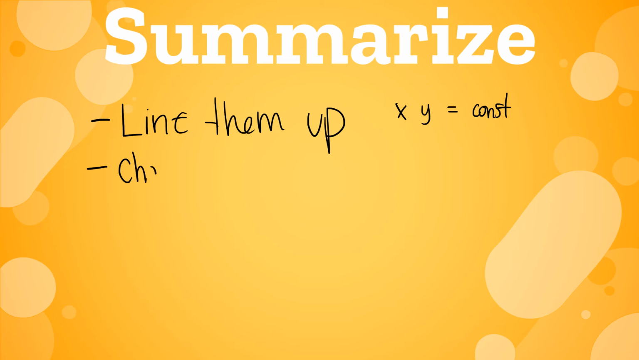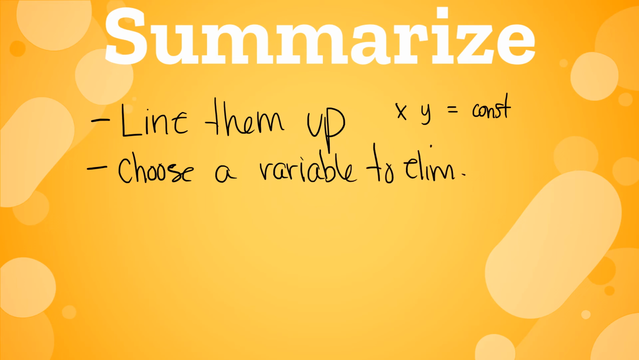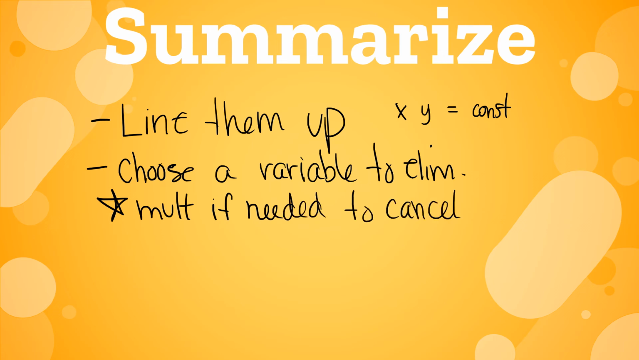Second, we choose a variable to eliminate. So you're going to pick the X or the Y. You're going to multiply if needed to cancel, right? So if I needed to multiply one equation or both equations, and then we took care of, I'm going to call it old school addition, not mathematical at all, right? But let's call it old school addition.